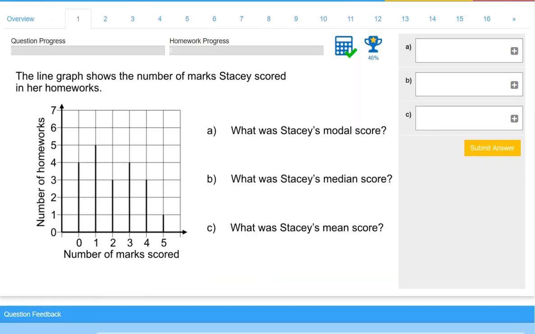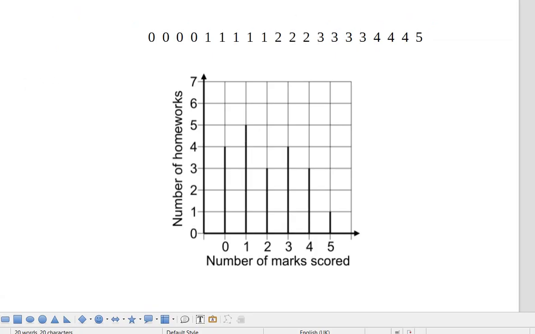So question 1, we have a line graph, number of marks Stacey scores in her homeworks. Now, it's very tempting with a question like that to give quick answers without thinking about what it really means. And in the hint, I said, write it out in full. So it means that there were 4 times we got a 0. 5 times we got a 1. And if you write out in full, you get this.